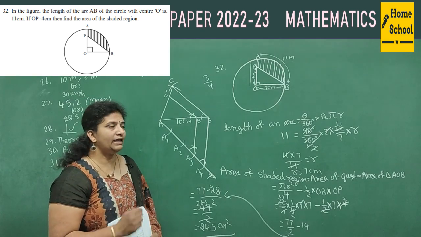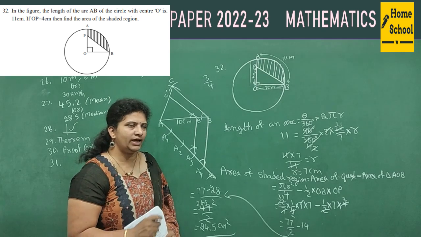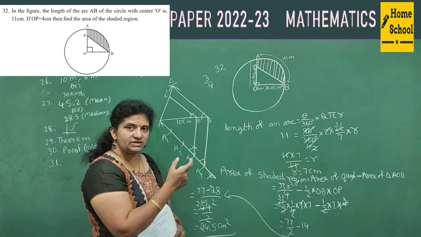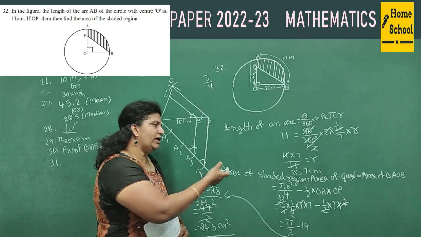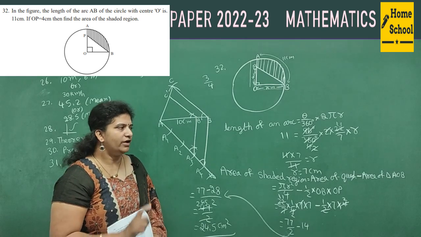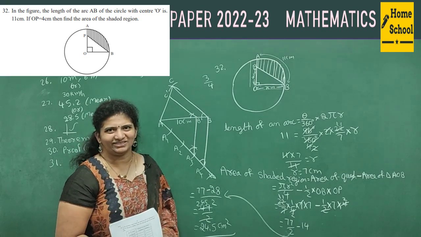Right? In areas related to circles problems, observe the figure carefully and see where the shaded region is. So if you are able to observe the shaded region properly, you will be able to frame the formula correctly. Right? Is this clear? If you want, watch again how to solve this problem and then you can solve it.